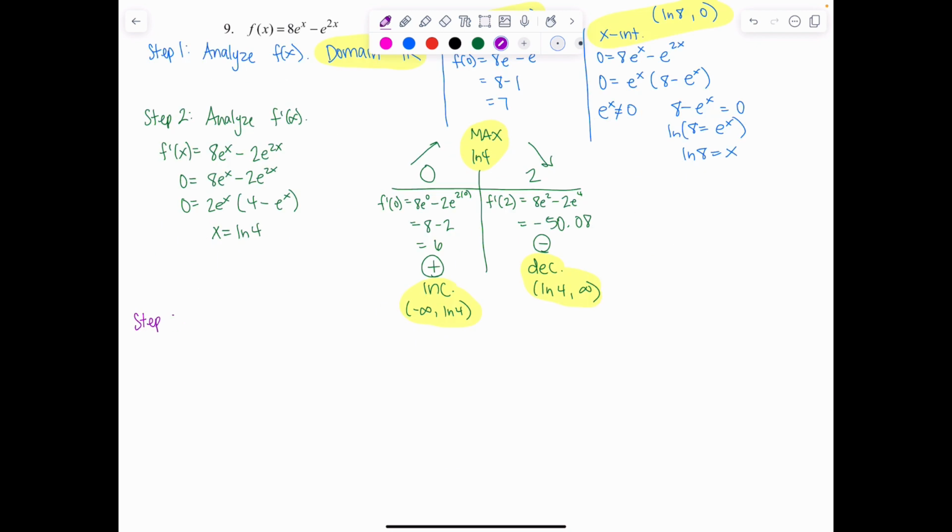Step 3. Analyze our second derivative. So our derivative of 8e to the x will be 8e to the x. Our derivative of negative 2e to the 2x, chain rule of 2, so 4e to the 2x. Set it equal to 0.